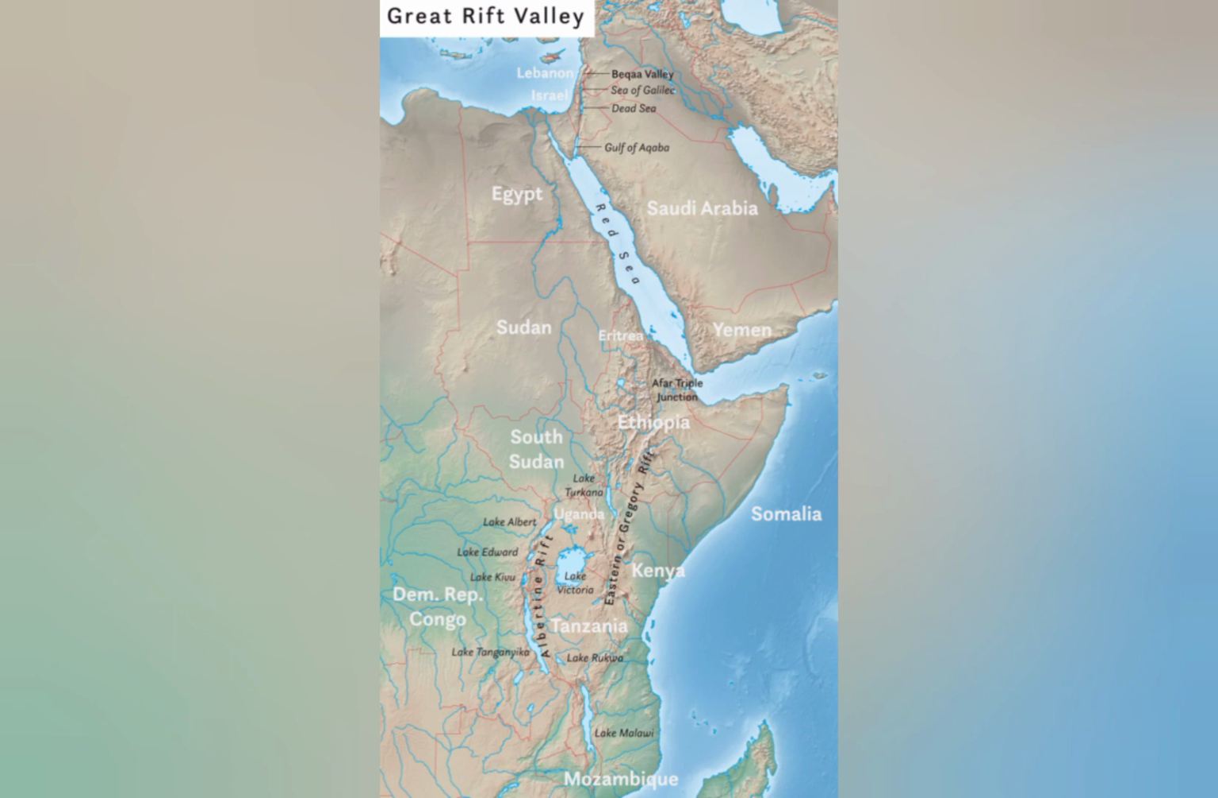Therefore, in Africa, due to these plate tectonic movements, we do have a series of lakes like Lake Tanganyika, Lake Albert, Lake Edward, Lake Victoria, Lake Turkana, Lake Malawi, and Lake Kivu. All these are examples of such Rift Valley lakes.